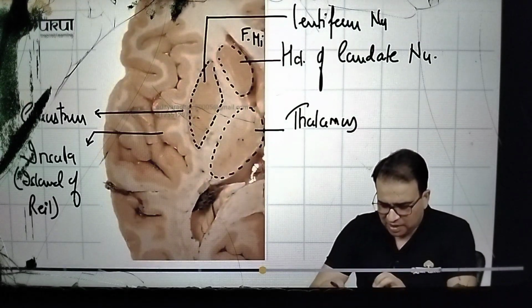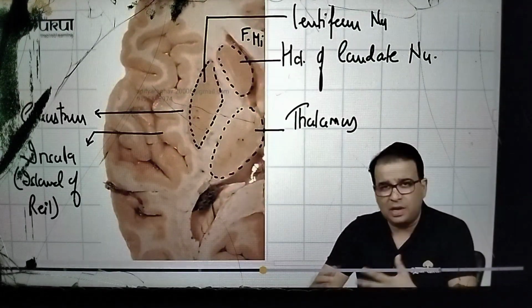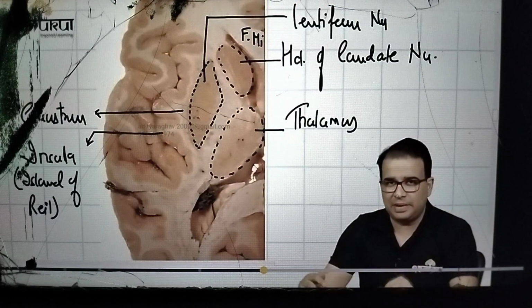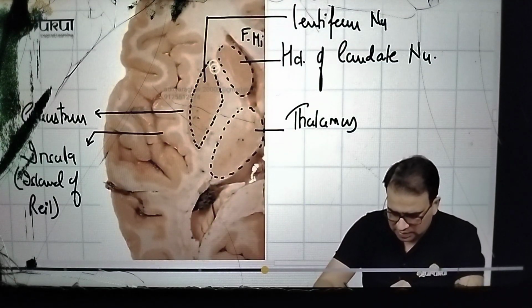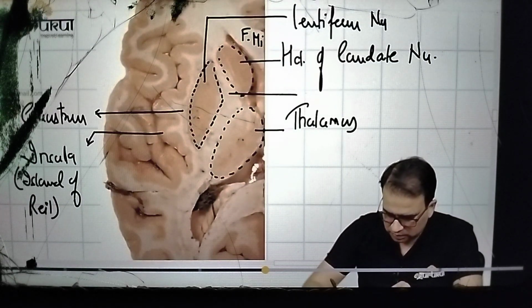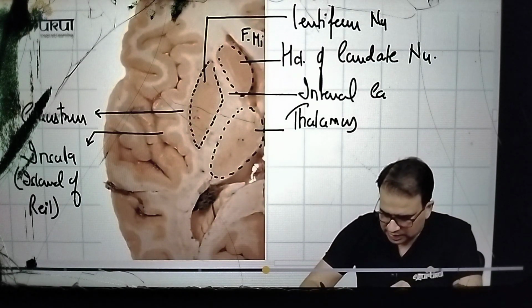Whatever we have marked till now, the head of the caudate nucleus, thalamus, lentiform nucleus, claustrum and insula, is all gray matter. Now look at the white matter in between. One white matter you already saw is the forceps minor here. Now this white matter running in this manner here is the internal capsule.